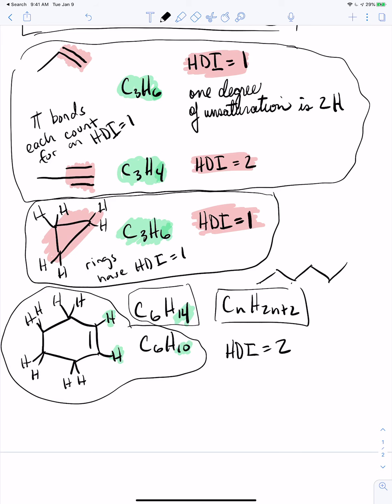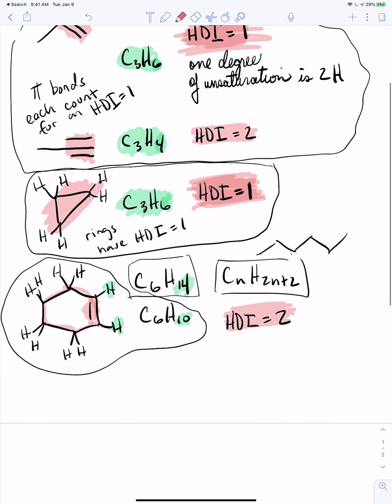But this is what we would have predicted, because if you come over here and look, it's got a pi bond in it, which we know counts as an HDI of 1 for each pi bond. That's what we learned up here. And then we also see that we're in a ring. And we know that the ring also counts for an HDI equal to 1. And so we would expect those to sum up and get an HDI equal to 2.